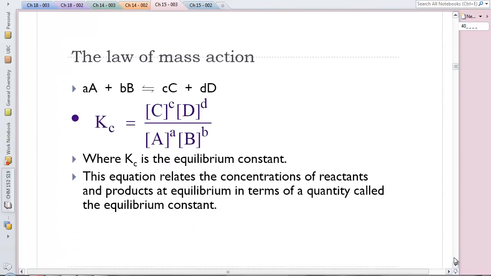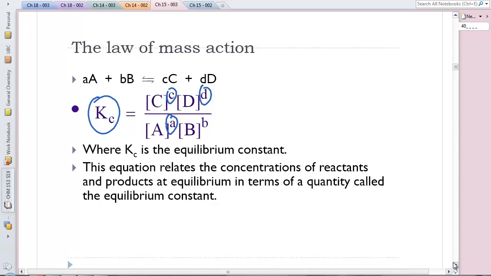You've already seen this. I don't typically call it the law of mass action. I think it makes more sense to call it the equilibrium constant expression, but it's also called the law of mass action. This equilibrium constant, products raised to the power of the coefficients, multiplied together, divided by reactants raised to the power of the coefficients, again multiplied together. All right, so we've already seen that.